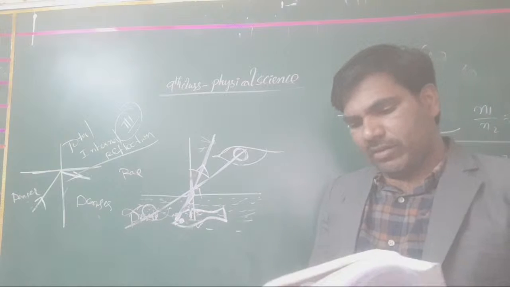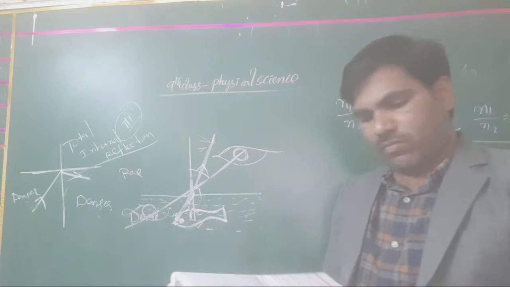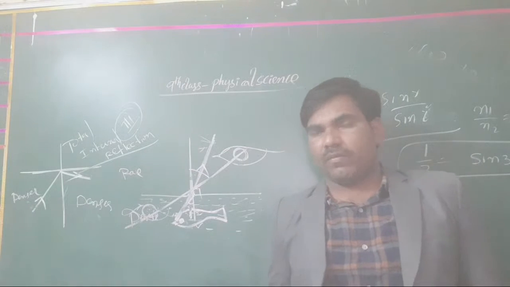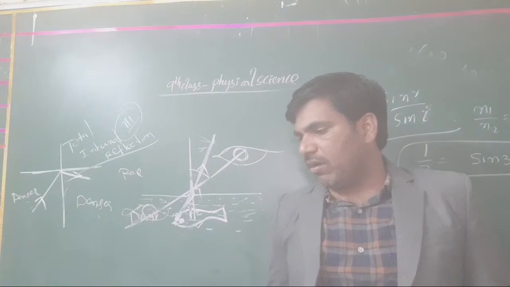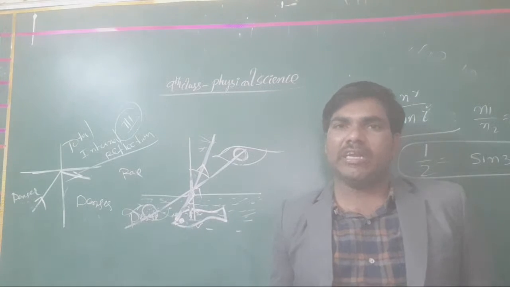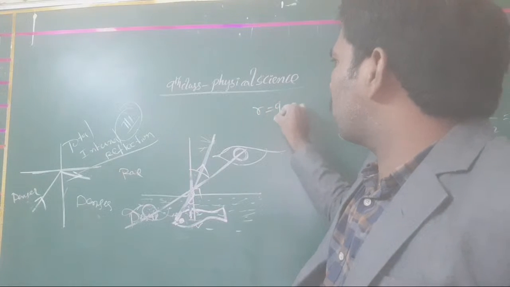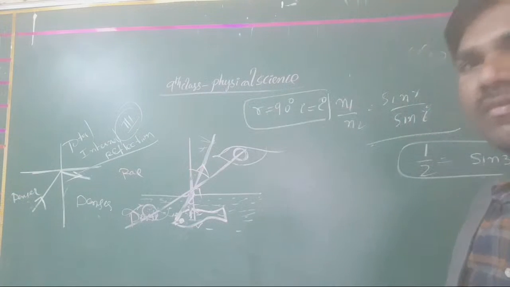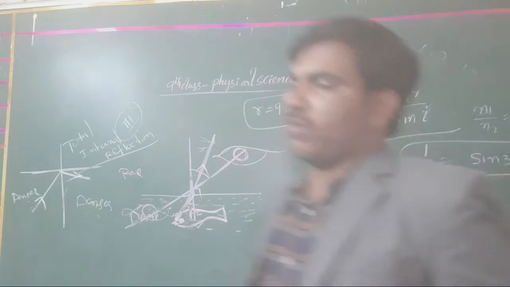Next, the last components. Our time is completed. If the angle of incidence is equal to the critical angle, then the angle of refraction should be 90 degrees. You know very well that the angle of refraction is 90 degrees at that time only. The condition is r equals 90 degrees and i should be C, where C is the critical angle. This is the condition we have to take. Got it?